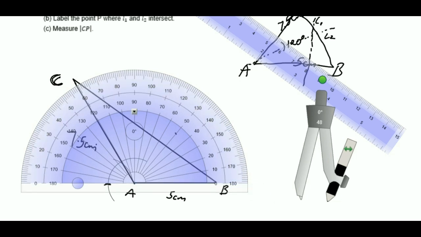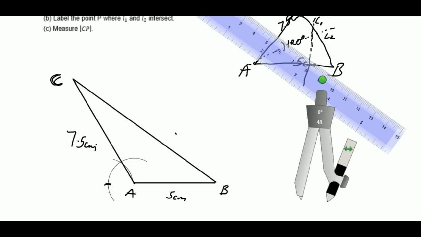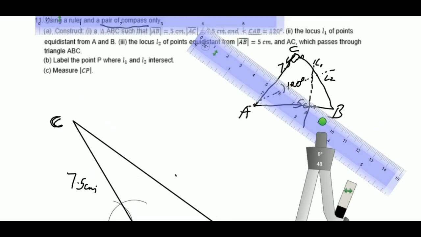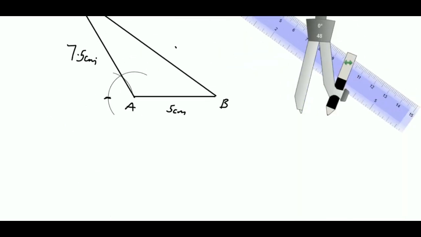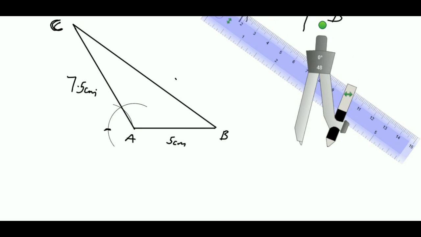So let me get that out of the way. My protractor is out of the way, and the next thing we need to do, if we go back to the question, I have this ruler here, I need to take it out of the way. So the next thing we need to do right here is to construct the locus L1 of points equidistant from A and B. The locus of points equidistant from A and B is going to be the perpendicular bisector of AB.